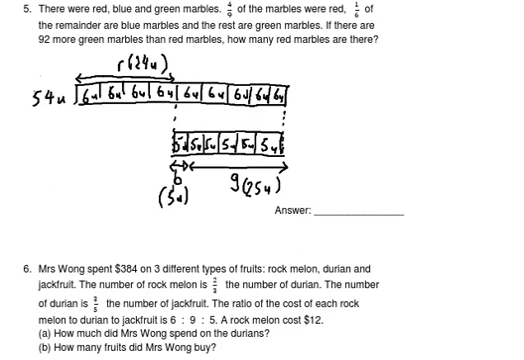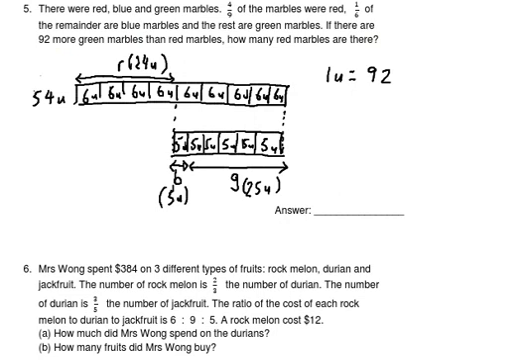Now, the question states that there are 92 more green marbles than red marbles. So in terms of units, how many more green marbles are there than red marbles in terms of units? Gabriel? 1 unit, right? How do y'all get 1 unit? Yes, 25 units minus 24 units, you actually get 1 unit, right? Which is the difference, yes or no? So 1 unit equals to how much, Ernest? 92.